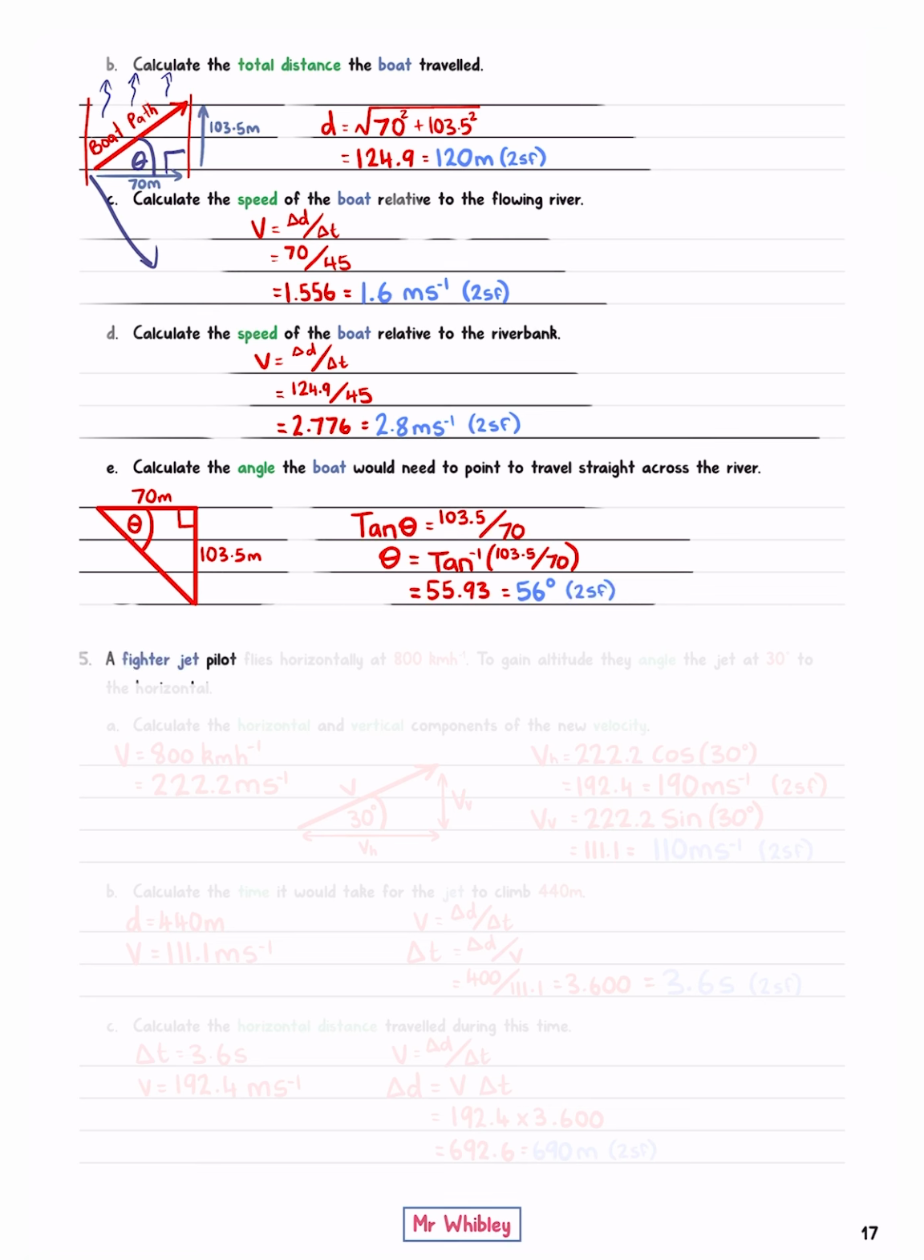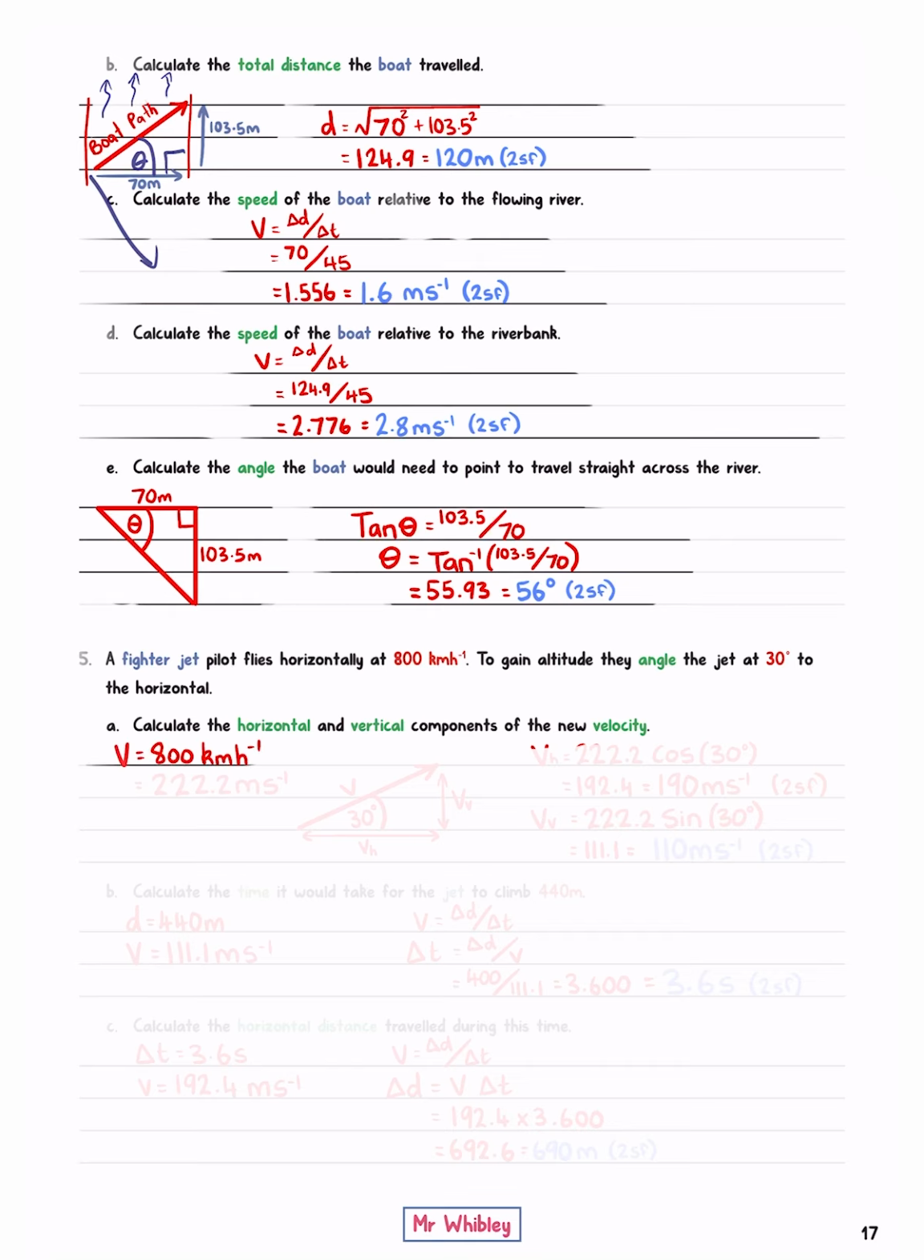A fighter jet pilot flies horizontally at 800 kilometers per hour. To gain altitude, they angle the jet at 30 degrees to the horizontal. Calculate the horizontal and vertical components of the new velocity. So we know that our total velocity is 800 kilometers per hour. Dividing this by 3.6 gives us 222.2 meters per second.